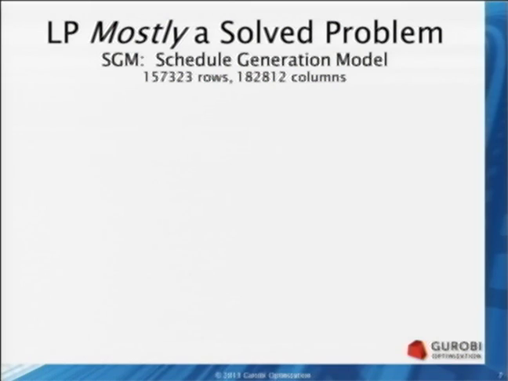Let me give a concrete example. This is a model called SGM, a scheduled generation model for an airline. Modest size, about 150,000 rows and 180,000 columns. It's actually a MIP model. If you look at the LP relaxation of the MIP model, the root node of the MIP, it took about 18 hours to solve. This was a couple of years ago; probably now it'd be quite a bit less. And then that solution, of course, was a continuous solution that didn't obey the integrality restrictions.